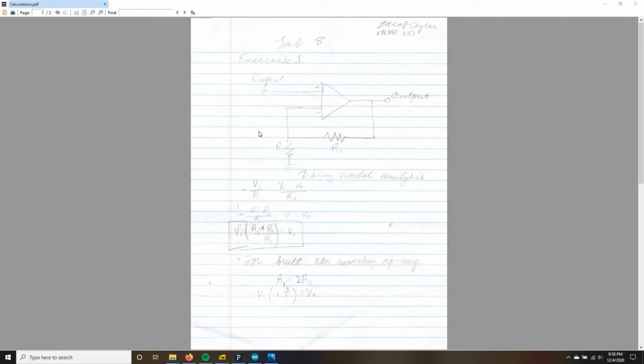So the first exercise, I had to find the voltage output from a non-inverting op-amp circuit. I solved this using nodal analysis. I picked the node in between R1 and R2, set up my equations, and solved, and found that the voltage output is equal to the voltage input times the quotient of R1 plus R2 all divided by R1.